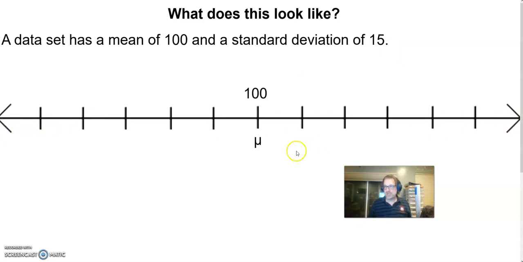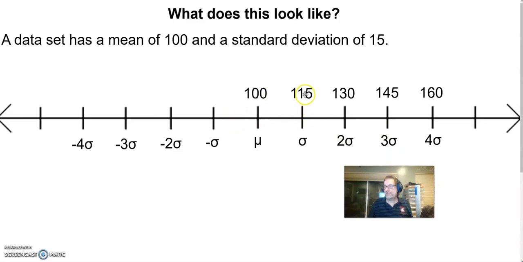So if we take a number line, we're going to put our mean right in the middle. So we have a mean of 100. Now we're going to count up standard deviations. Let's count to the right: 1 standard deviation, little sigma, 2 standard deviations, 3 standard deviations, 4 standard deviations. Not only can I get bigger, I can also get smaller. I can have 1 standard deviation to the left, 2 to the left, 3 to the left, 4 to the left. So what this means for my data is that every change in a standard deviation is a change of 15 for my actual data.